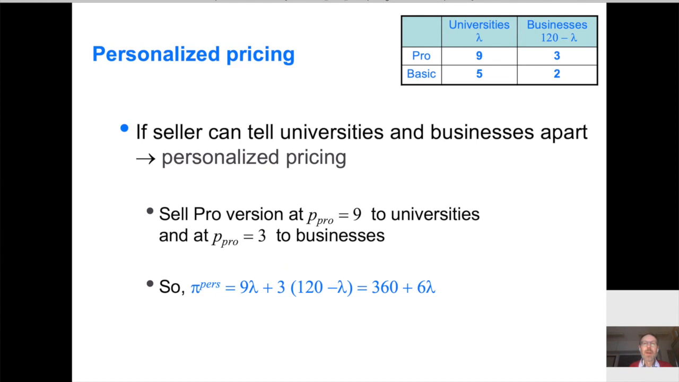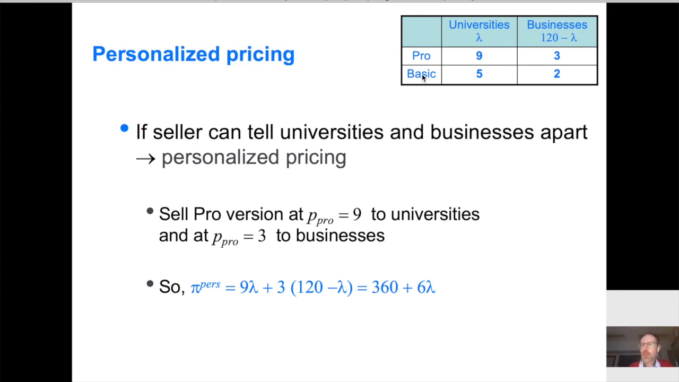Okay, now if you do personalized pricing, that would be a situation where, when the firm receives an order, the firm knows for sure that this order comes from a university or from a business. And we will assume that there is no reselling, no arbitrage between the two. So in that case, the firm would be able to set different prices for universities and for businesses. Again, there is no reason to sell the basic version.